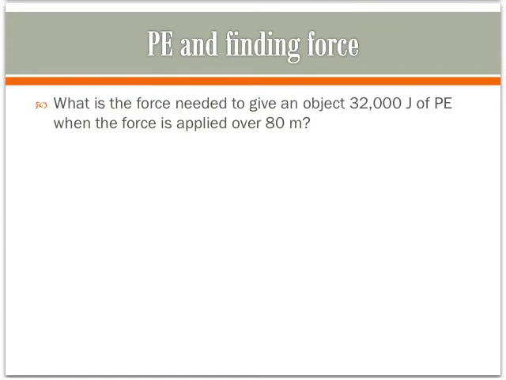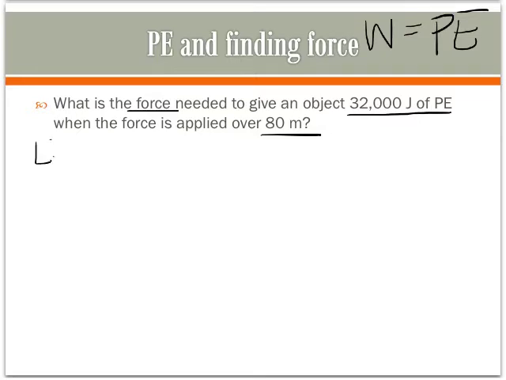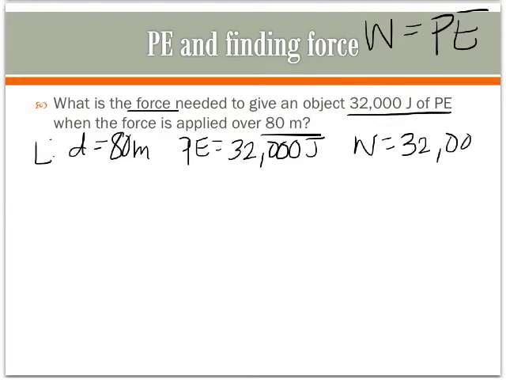Now, based on our lab yesterday, you should have seen that work is equal to potential energy. So if you're given a work, you also know your potential energy, or if you're given a potential energy, you also know your work. So this question is asking, what is the force needed to give an object 32,000 joules of potential energy when the force is applied over 80 meters? Let's list out what we know. We have a distance of 80 meters. The way it's written, it's not necessarily a height, so we're just going to label it as a distance. We know that PE is equal to 32,000 joules, which also means work is equal to 32,000 joules.